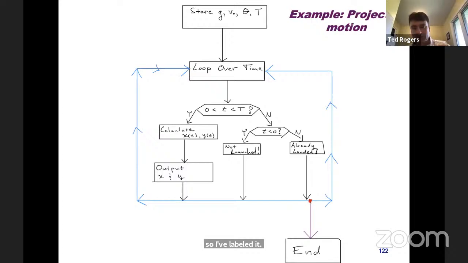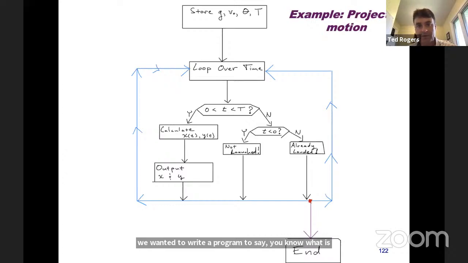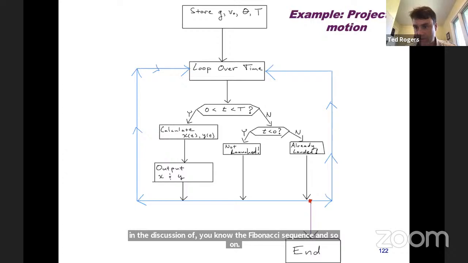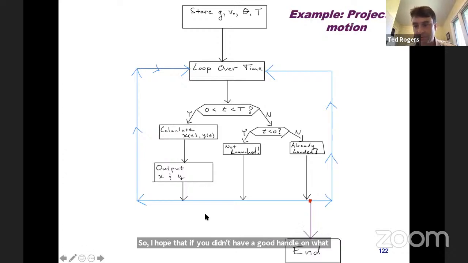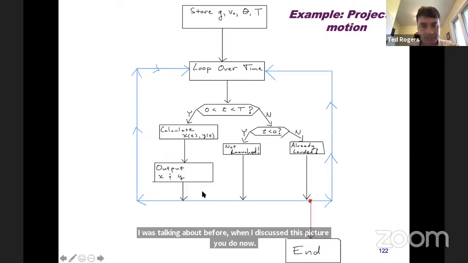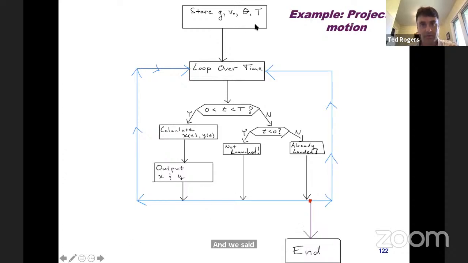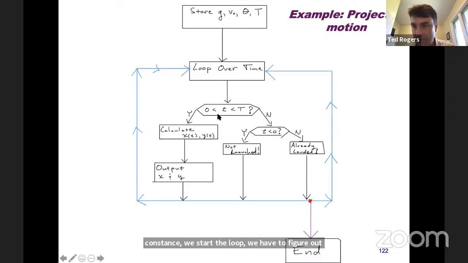When I introduced this earlier, I said if we wanted to write a program to find the trajectory of one of these projectiles, we'd have something like this. I talked about setting up a loop. You've worked with loops now in the discussion of the Fibonacci sequence and so on, so I hope that if you didn't have a good handle on what I was talking about before, you do now. We said we need to state some initial constants. We start the loop, figure out whether the time makes sense for us to proceed with this program, and if the answer was yes, then we did a calculation.